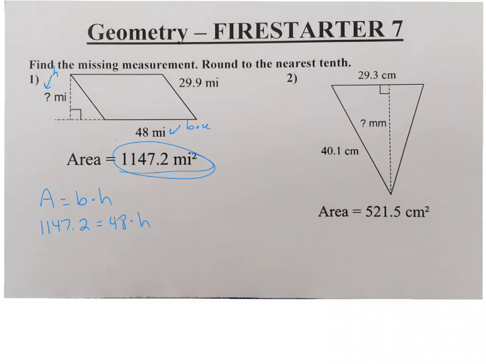And now look, all I have to do is try and figure out how to get the h by itself. So to do that, I just divide both sides by 48. So I say 1,147.2, I divide it by 48 on both sides. My height is going to be equal to 23.9 miles.